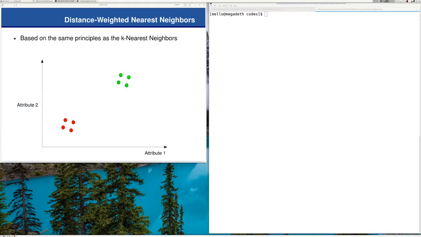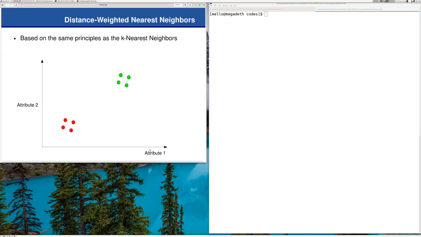Hello guys, now we start with some algorithm evaluation. We're going to start with the distance weighted nearest neighbors. It is an algorithm that's based on the k nearest neighbors, but it is actually a generalization of the k nearest neighbors. Suppose we have two attributes in this input space.